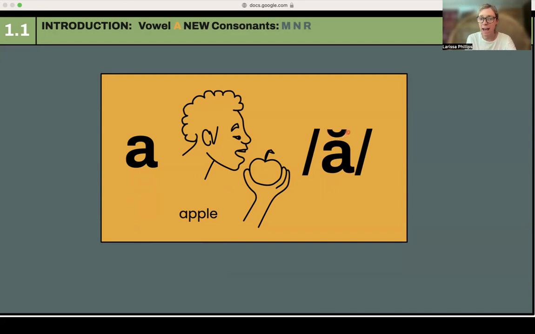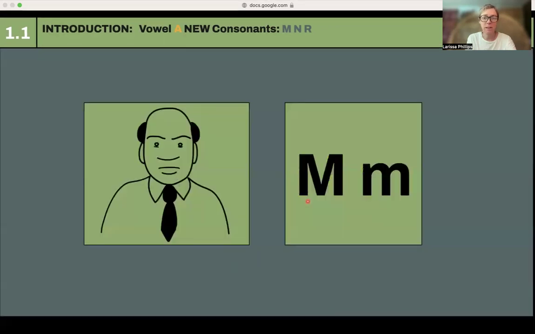We're talking about ah. When we do the drill, we'll go like this: A, apple, ah. Can you do that? A, apple, ah. Good. We have 3 new consonants.